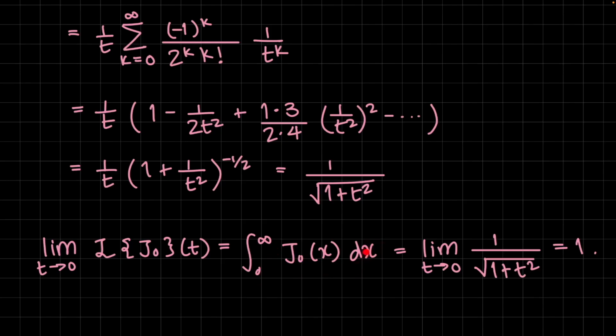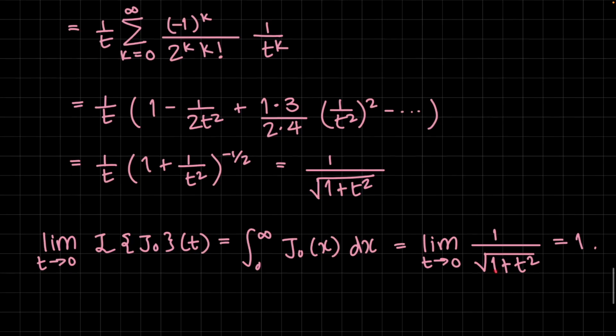We know what the Laplace transform of J0 is, though. It's 1 over the square root of 1 plus t squared. But we also took the limit on both sides. So we have the limit as t goes to 0 of that expression. And that's very easy to evaluate. You can simply plug in t equals 0. So that gives us 1. So this is a very nice integral we've solved yet again, that the integral of the Bessel function J0 of x from 0 to infinity is actually 1. So it does not blow up.